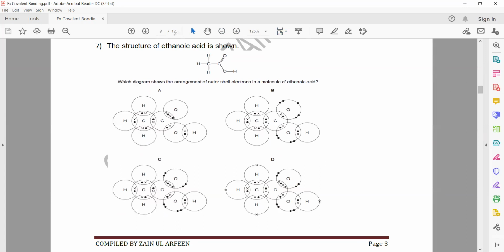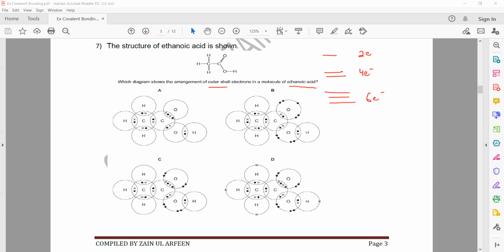In question 7, this is a structure of ethanoic acid. Which diagram shows the arrangement of outer shell electrons in a molecule of ethanoic acid? Each line represents a pair of electrons, or 2 electrons. A single line means a pair of electrons. When there are 2 lines, it means 2 pairs of electrons, so a total of 4 electrons between them. And if 3 lines are there, it means a triple covalent bond, with 6 electrons between them. So between carbon and hydrogen, there should be a pair of electrons.